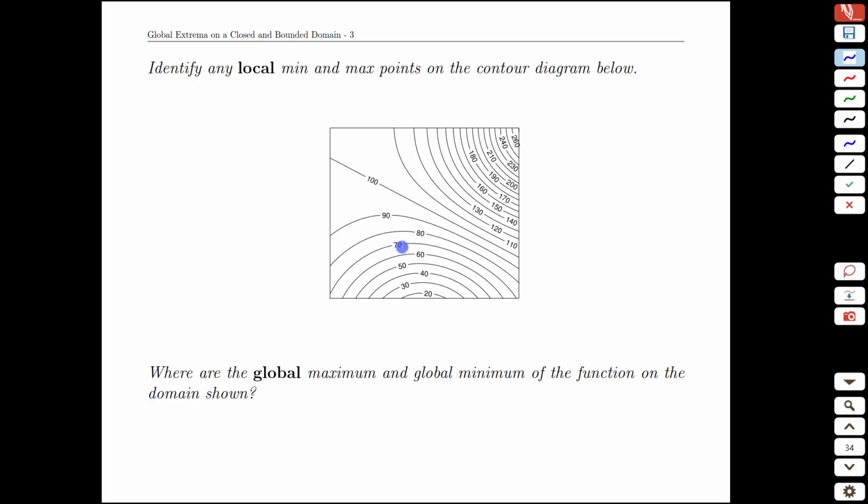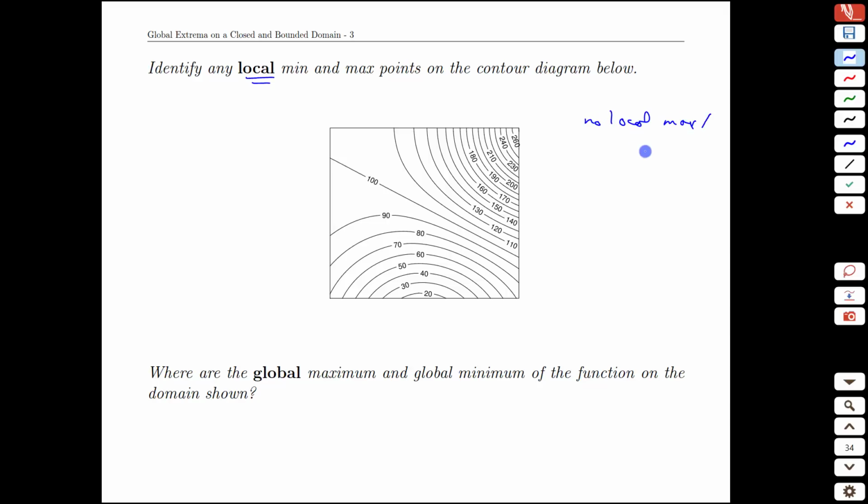We now consider the same problem of a contour diagram and then a boundary that we're not allowed to pass beyond. We're going to start this time by identifying the local max and min points. And we quickly realize that there's none of those concentric circle type things. And what that means is that there are no local maxes and mins.